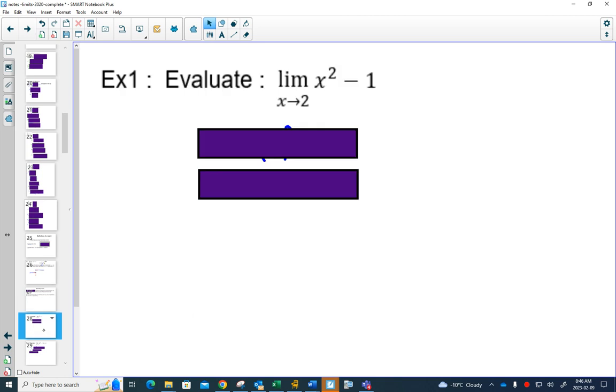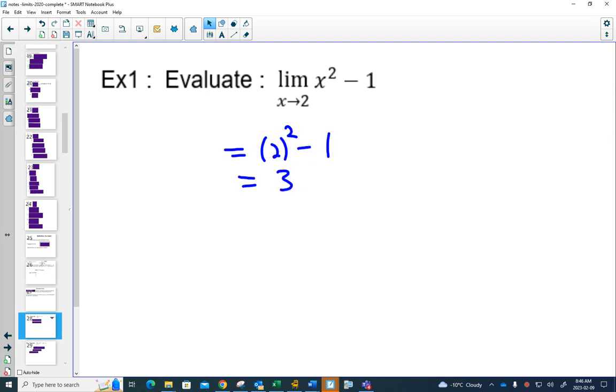So those limits are kind of boring. I'm sorry. It's almost like a grade 9 or grade 10 question when you first learned functions and said, could you plug in 2 and figure this out? The answer is yes. Right? All I'd have to do is plug in 2 for x. 2 squared minus 1. This is a very, very easy limit to figure out.